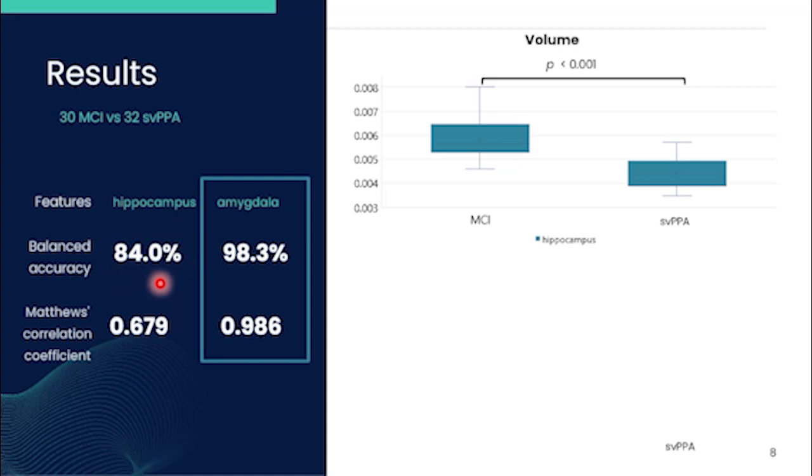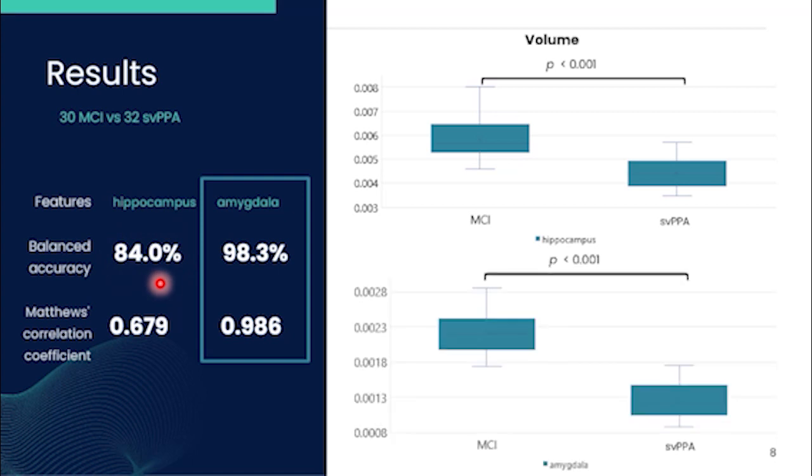In regard to the amygdala, we can see here a very large difference between these two groups, which is very significant, at the same level of significance. But here, visually, you can see that in the semantic variant, in particular the amygdala is very atrophied. The volume is very reduced compared to the same-aged patients with only mild cognitive impairment.